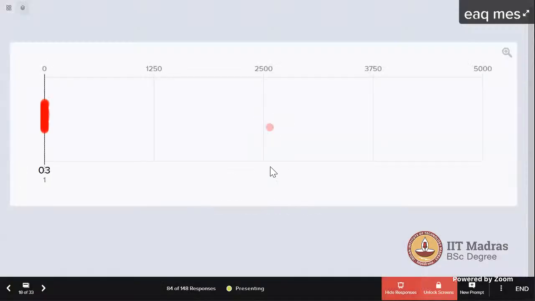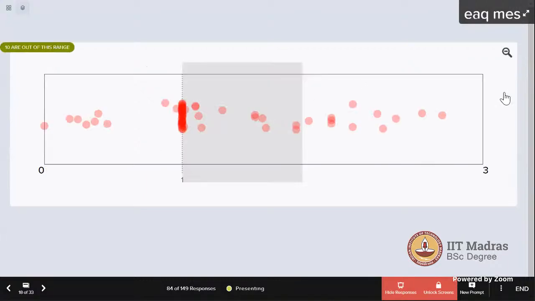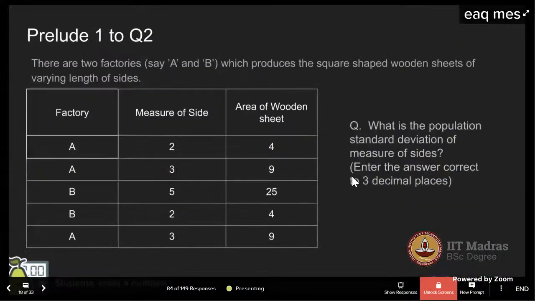Okay, let's move to the solution. Who is answering this 2, 5? I think there is someone who keeps on entering random values. We have to take some action against him. Okay, most of you have answered.